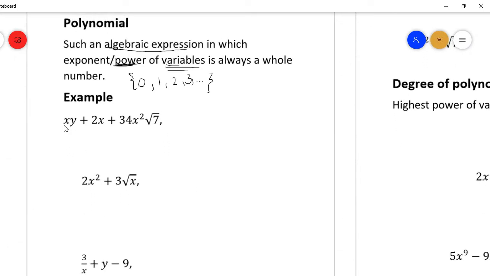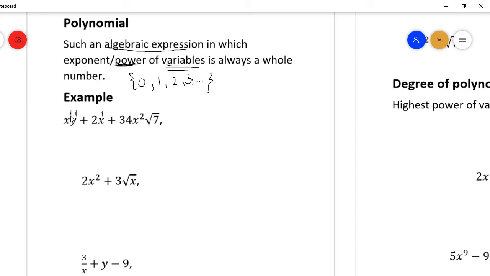The first example is xy plus 2x plus 34x square and square root of 7. Okay, what about this expression? Now we will check each term separately and the variable in this term. The first one is x, y. Power of x is 1, power of y is 1, power of x is 1 and power of again x is 2. Is there any number which is not a whole number?